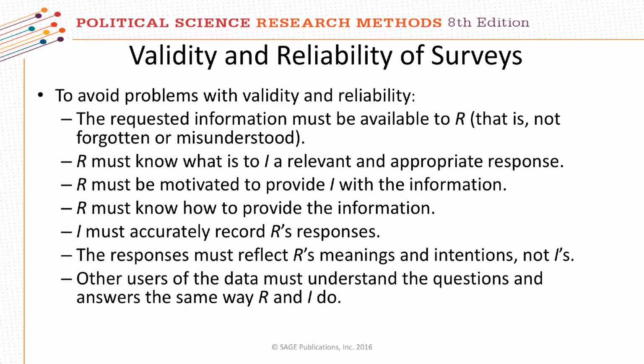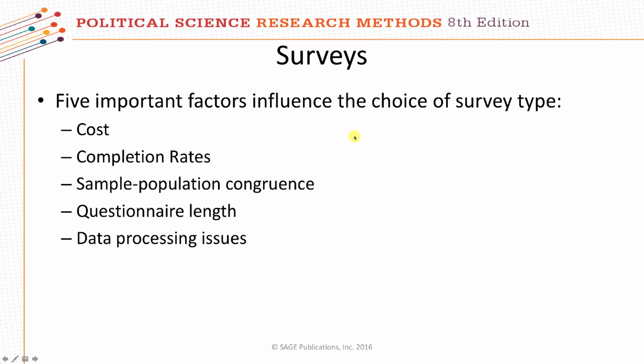So when we think about surveys, we first of all want to be very familiar with the validity and reliability of surveys. Very, very important. To avoid these problems, there are several things that the book points out that you want to do. R, of course, is respondent, and I is interviewer. If you want to make sure you have valid and reliable survey responses, that the information you're getting is both valid and reliable, then you want to make sure that the requested information is available to your respondent. It can't be forgotten or misunderstood.